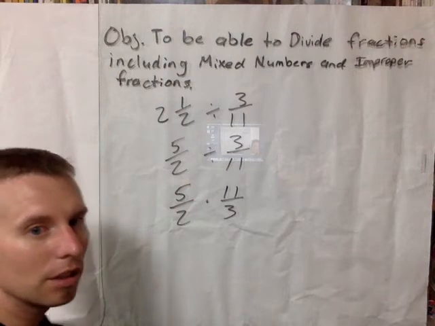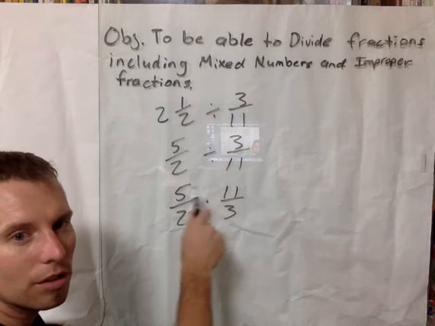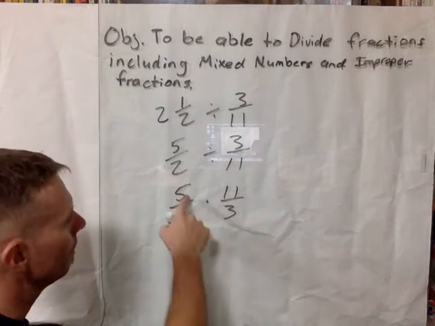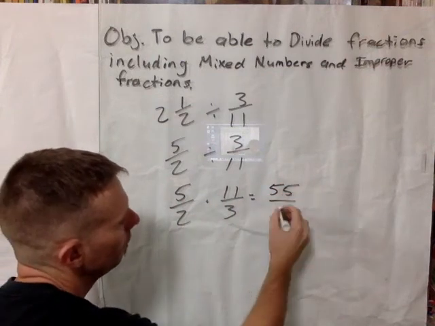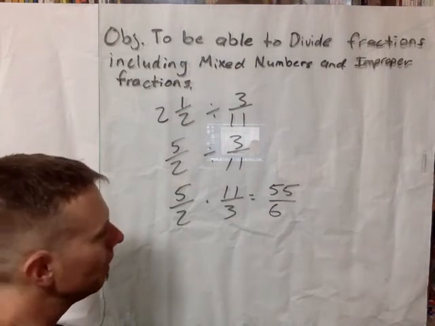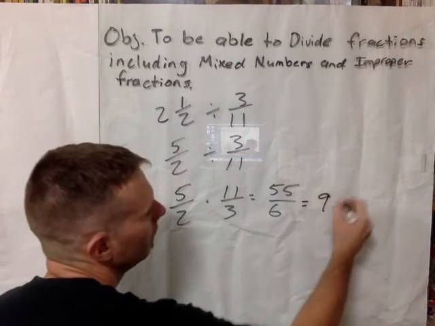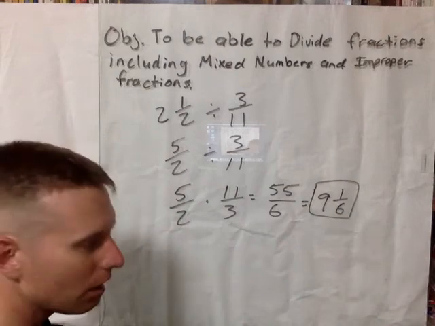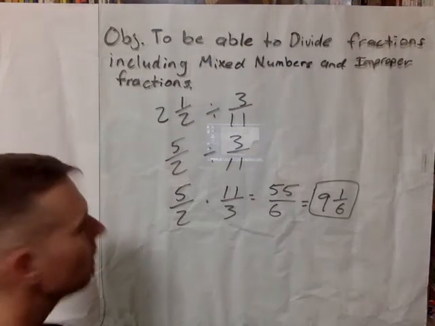Now we can try to see if any of these factors cancel with these factors. And all of these are really prime numbers, so nothing's going to cancel. And so we have 5 times 11 is 55, and 2 times 3 is 6. So 55, let's see, 9 times 6 is 54. So we have 9 and 1/6. Now, we can check by estimation if this is approximately correct.